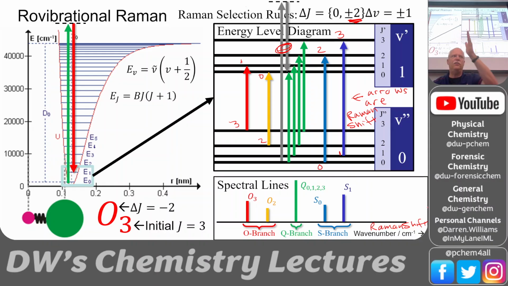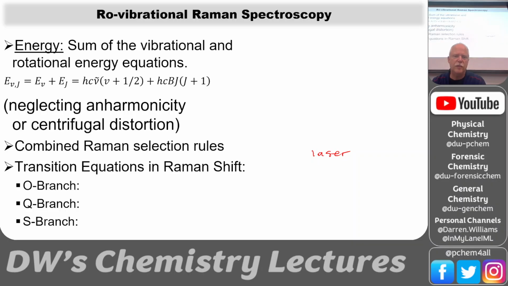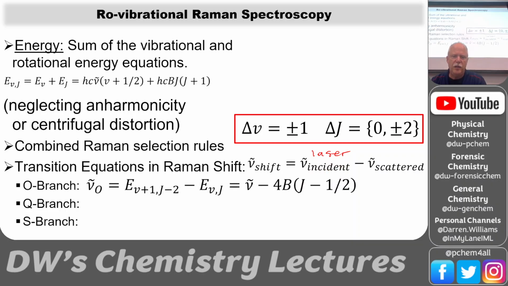So we're going to get the equation for the O, Q, and S branches. We put in the selection rules for the O branch of delta J minus 2 and do the algebra, and this is what comes out. Our first value of J is 2 because it's going down to 0. So 2 minus a half is 3 halves, and 3 halves times 4 is 12, divided by 2 is 6, so we have 6B. So we would subtract 6B from the vibrational center.